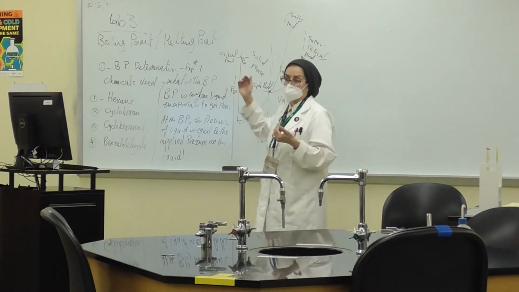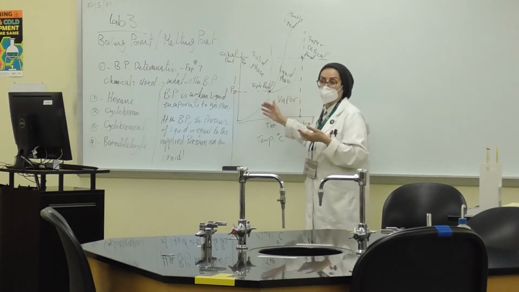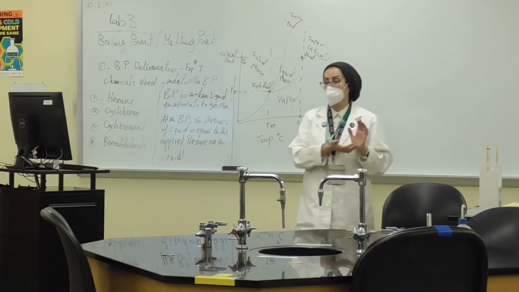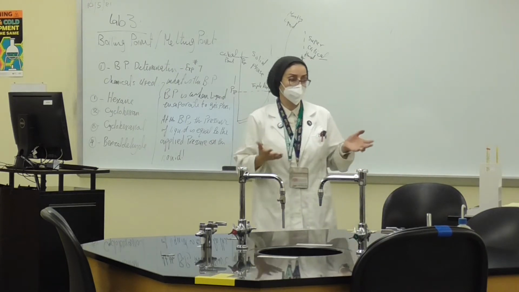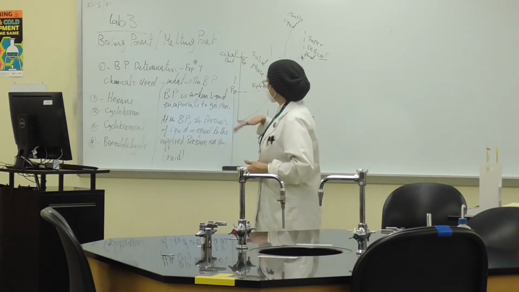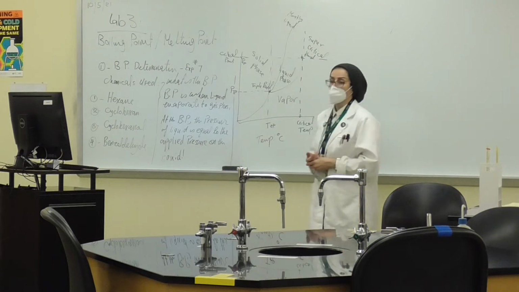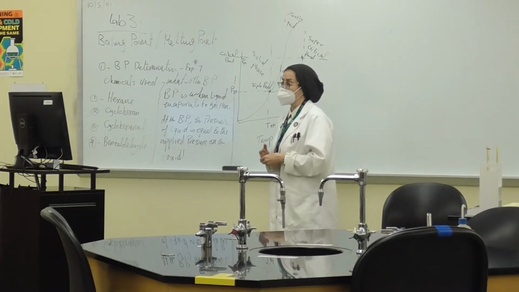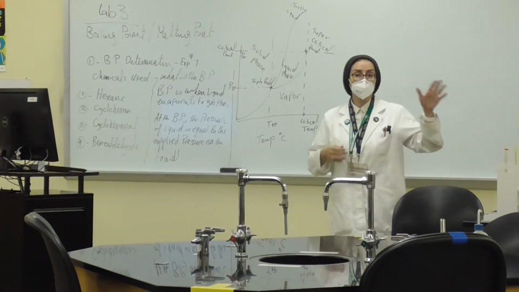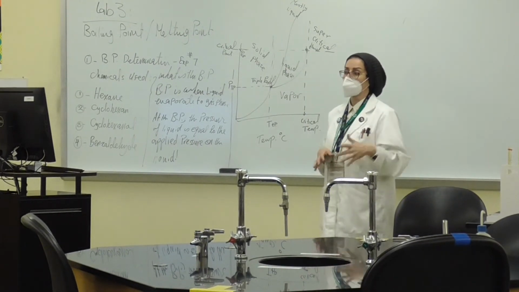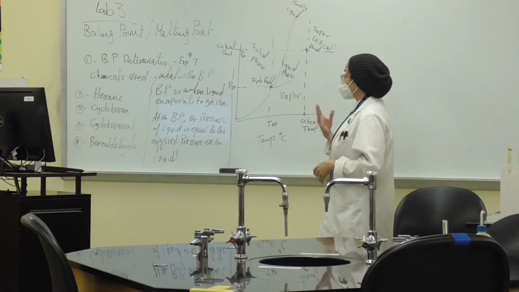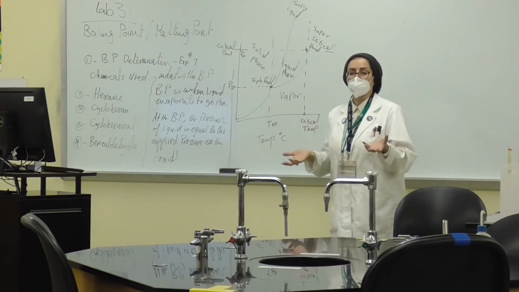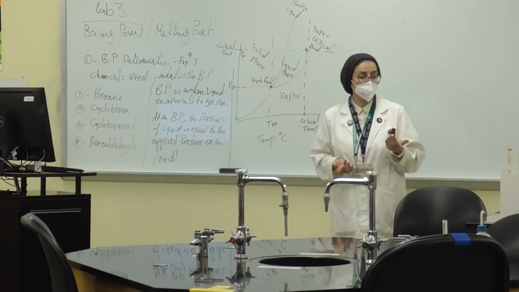So if we have a liquid, then we are going to list the boiling point. If we have a solid, then they're going to put the melting point. So we need to know how the boiling point and melting point are going to be determined. We have so many different techniques. We're going to learn the techniques, but behind that, how is the temperature going to reach the boiling point?